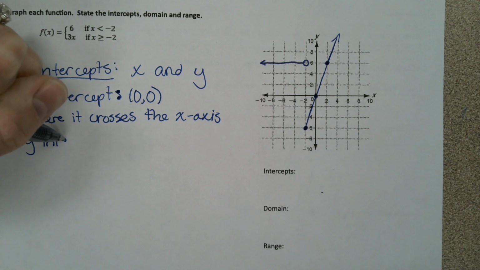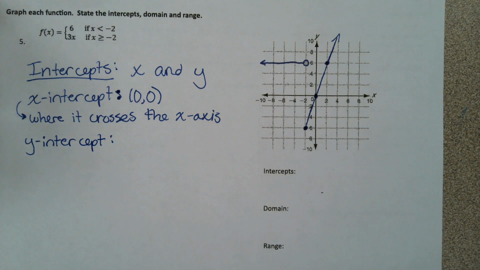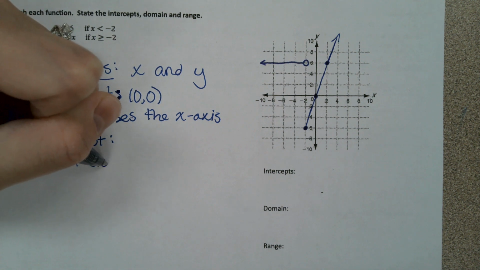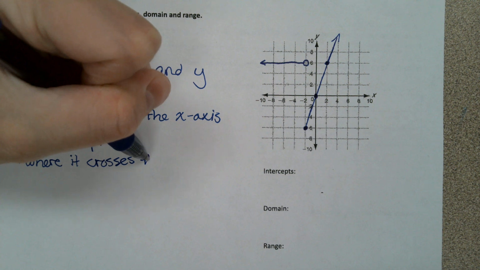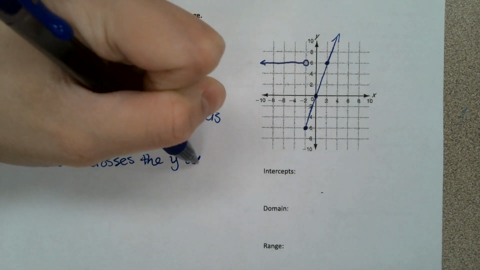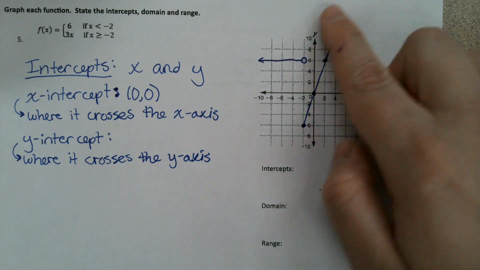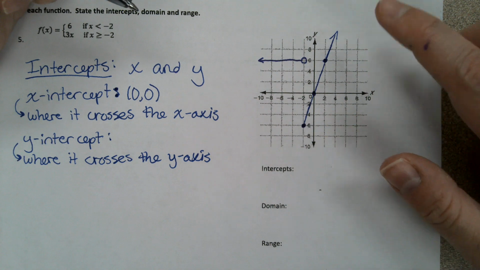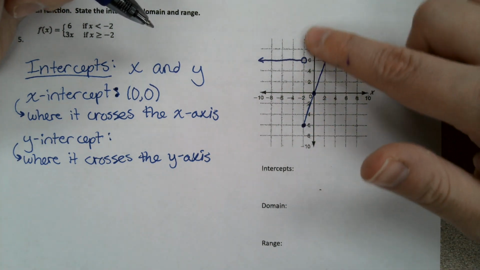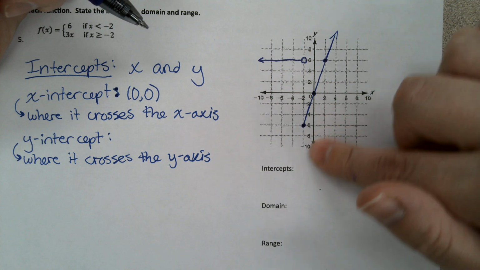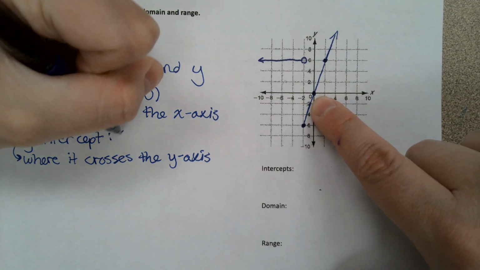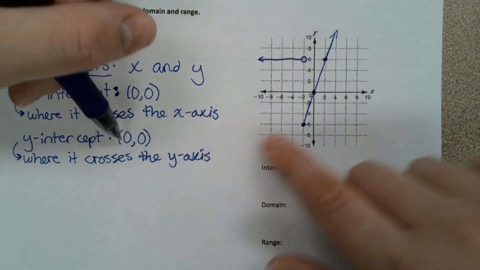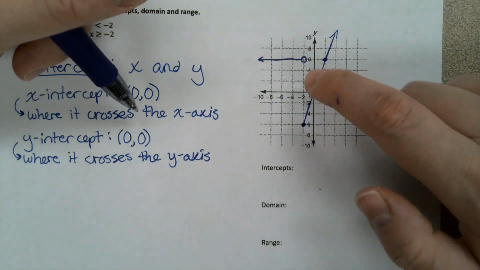Y-intercept. Same concept. Where it crosses the y-axis. And when I say it, I'm referring to the line, the graph, whatever, where it crosses that. Y-intercept, y-axis, let's look on here. On our y-axis, do we have a point on here? That is also at 0, 0. Yes. This is the only time the x and y-intercept are going to be the same point, and that's because it's where the axes meet.